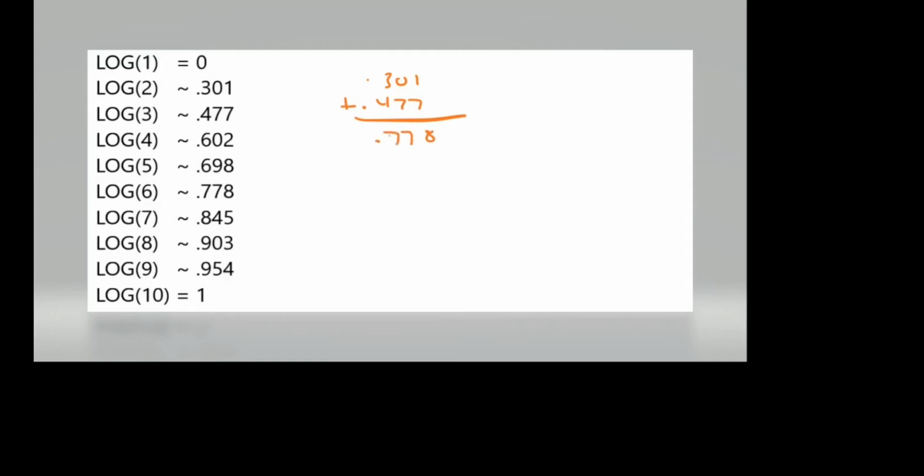So our result is 0.778, and if we look at a result from the table that has 0.778, look what it points to. The number 6. And 6 is the result of 3 times 2. So by adding two logarithm values, I can remove the logarithm and get 6, which is awesome. That's a really cool thing.